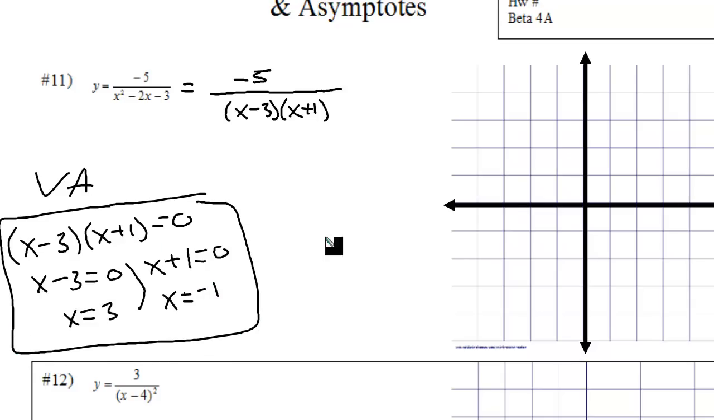This is going to be a funky graph. Let me put those on here. Vertical asymptote at 3. And at negative 1.